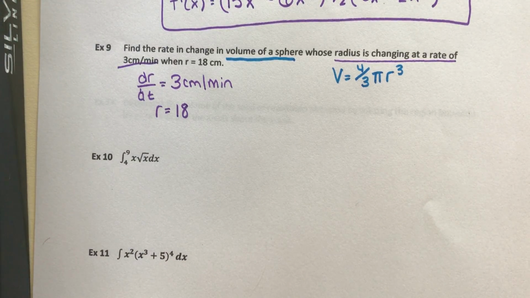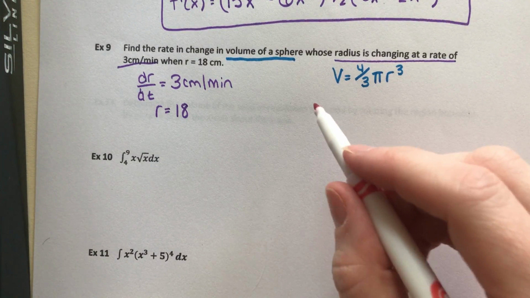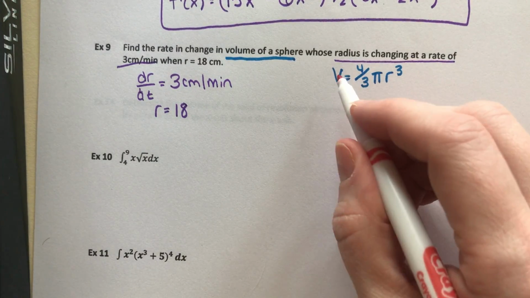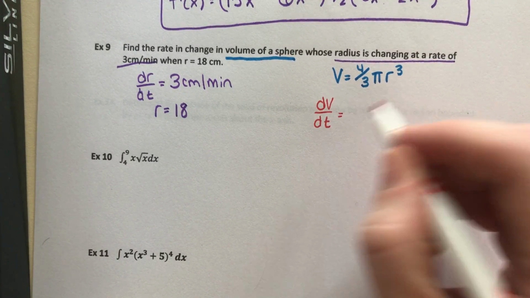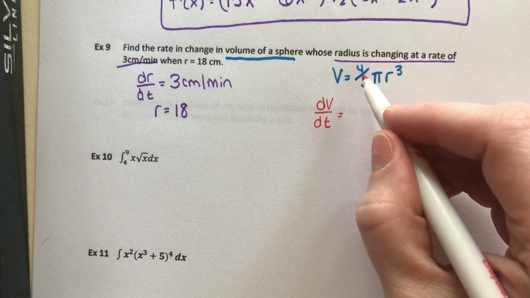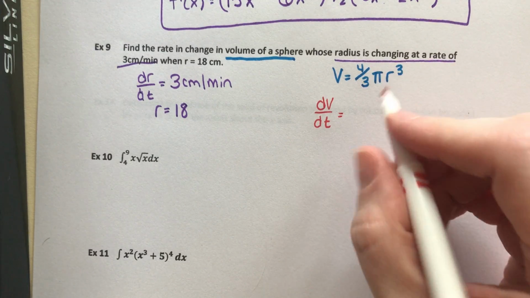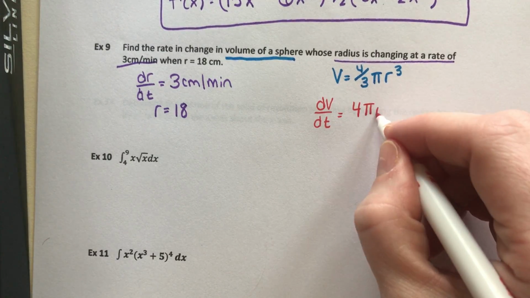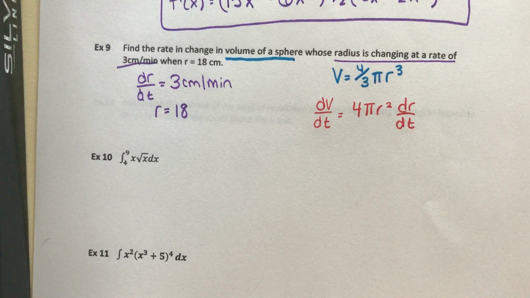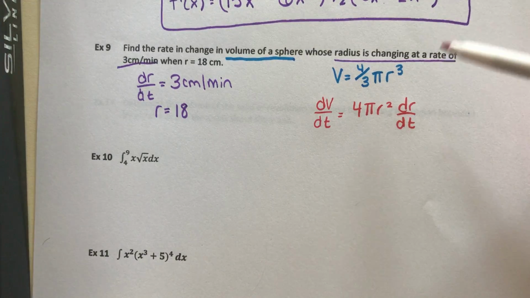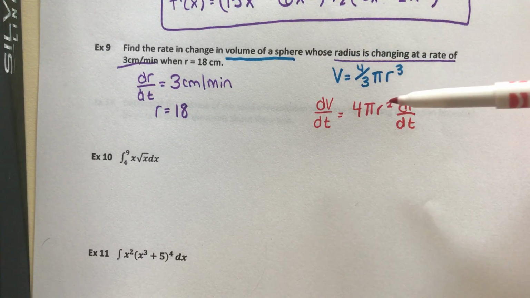Okay, so the next step is we want to take the derivative. So I'm going to take the derivative with respect to time. So the derivative of v is dv dt. And then over here I'm going to multiply. So 4/3 times 3 is 4 pi r squared. And I'm going to label it with a dr dt. So I have my formula. I wrote the givens. I take the derivative.